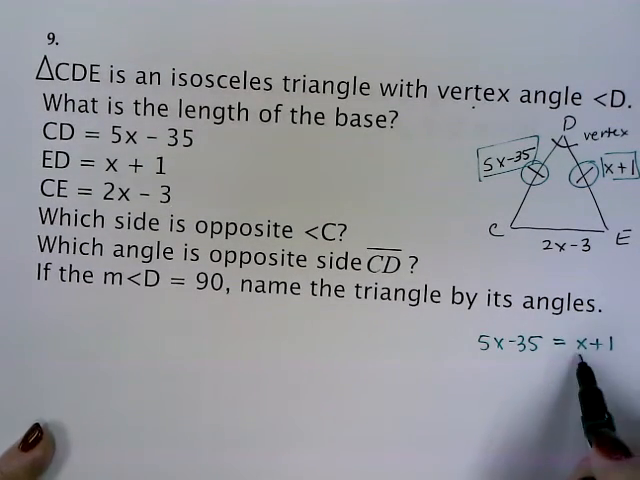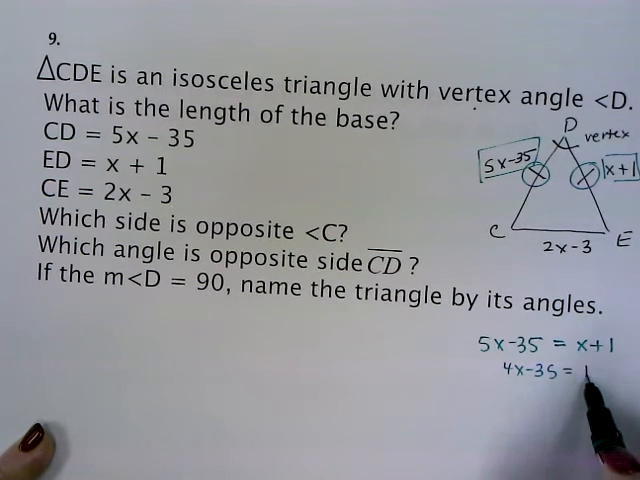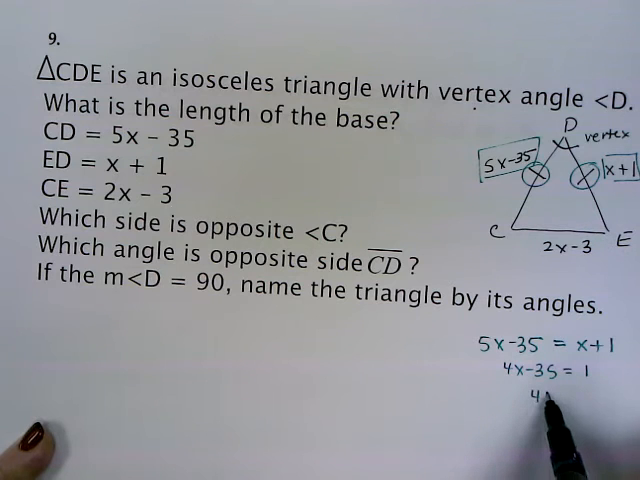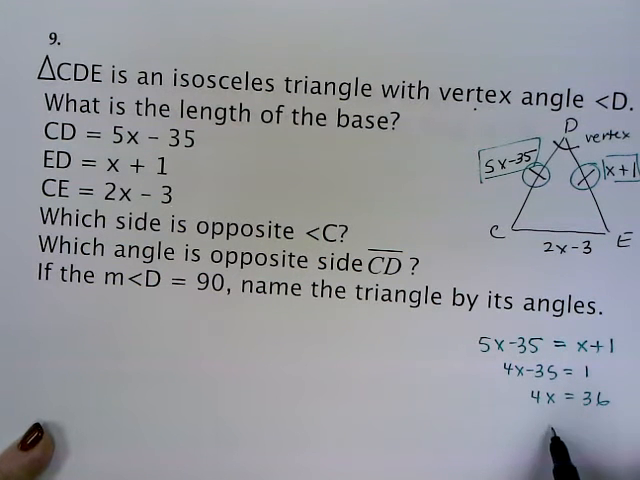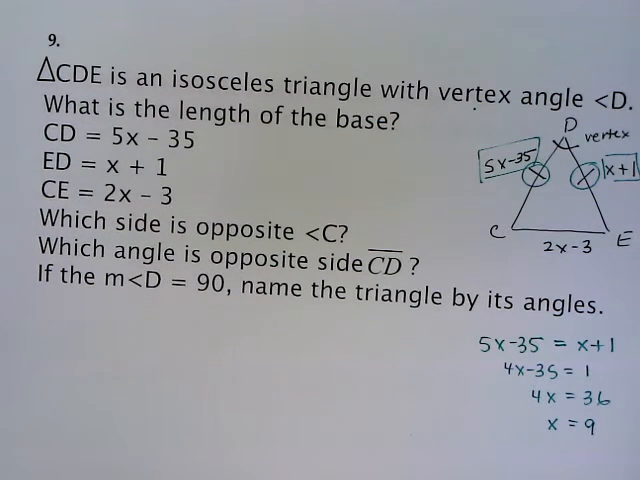So let me bring my x over. I'm going to subtract x from both sides. I'm going to add 35 to both sides. Divide by 4. So x is 9, but that's not what it asks me.